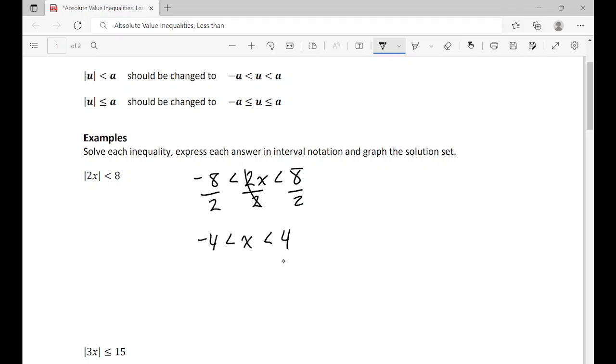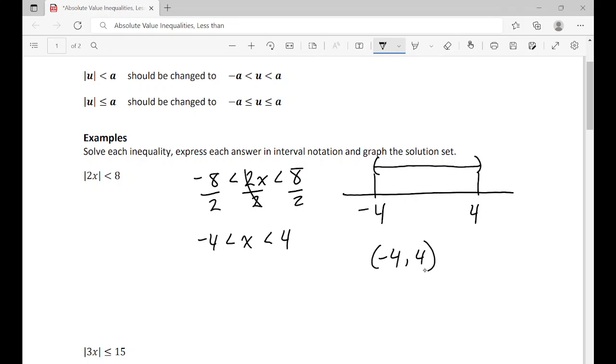Here is my solved inequality, and my graph. It's going to be very simple. Negative 4 to positive 4. Since it's not equal to, I'm just going to have parentheses on both of them with a line connecting, which means my interval notation is going to be negative 4 to positive 4.